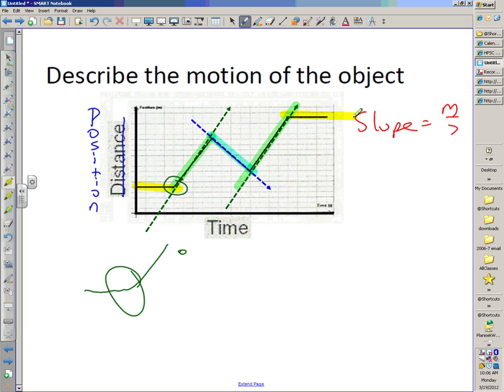Okay? Another way that we could look at it, right? What's the slope of a horizontal line? 0, right? What's the velocity of this object during that time? 0. Are we good there?